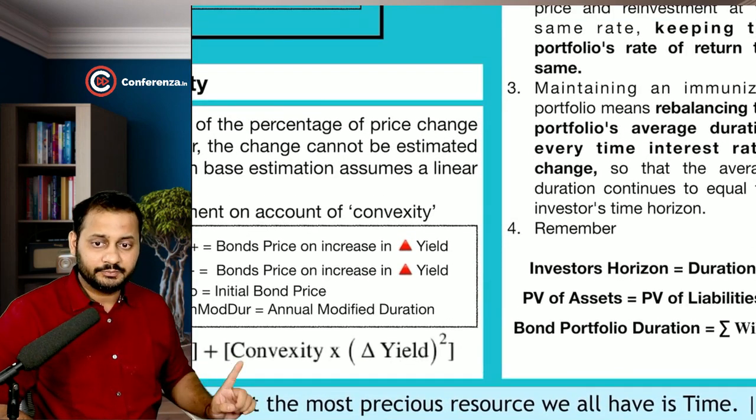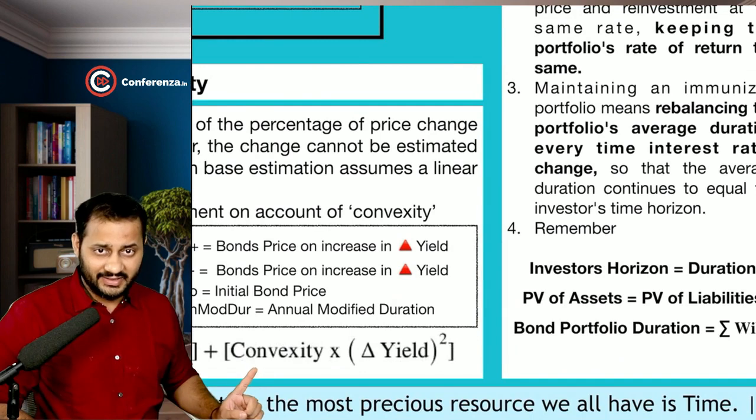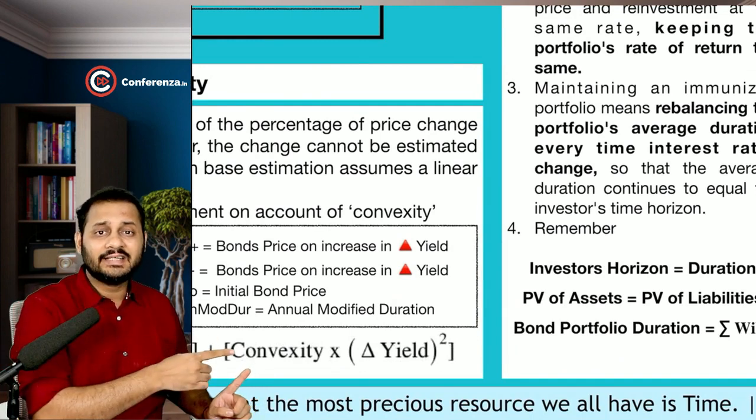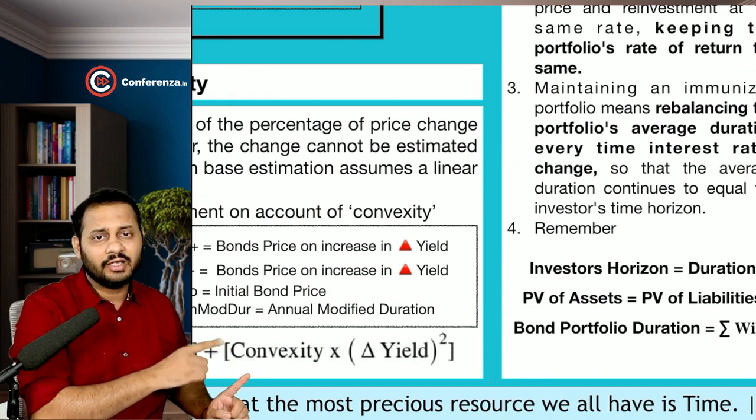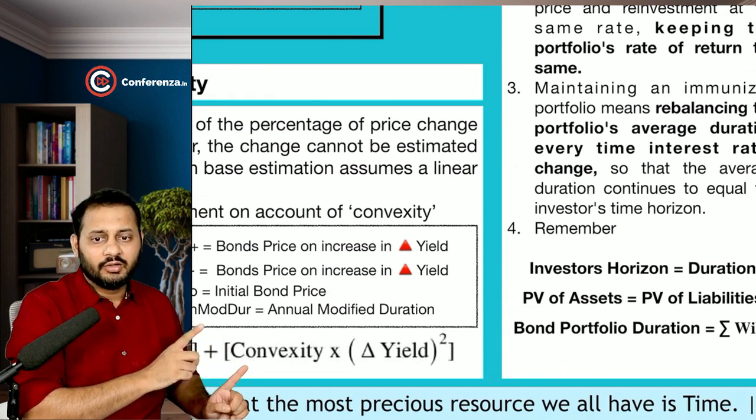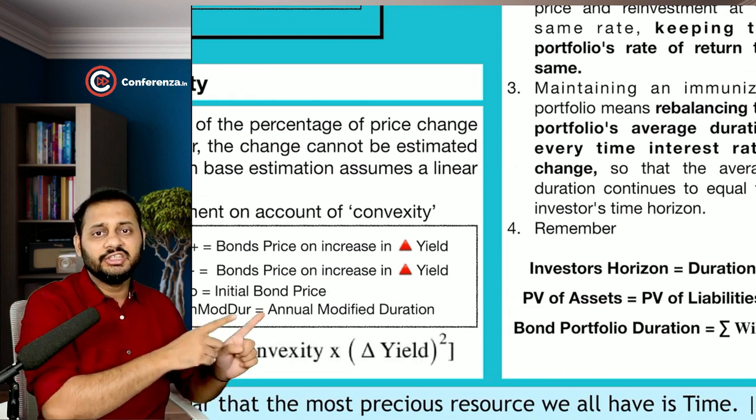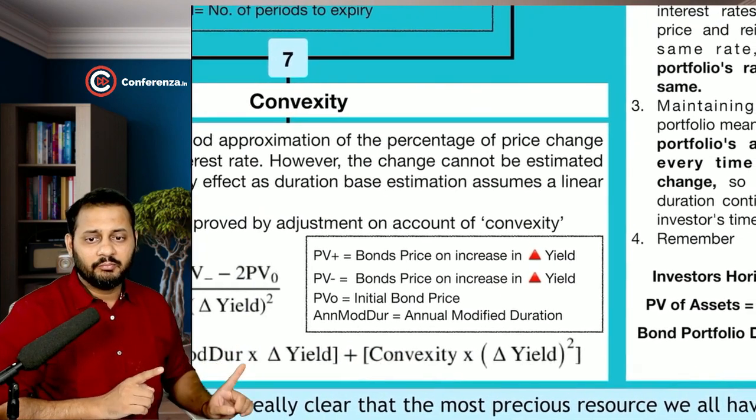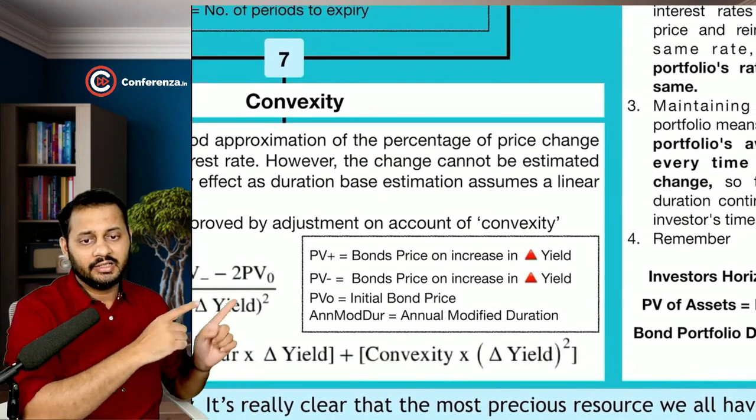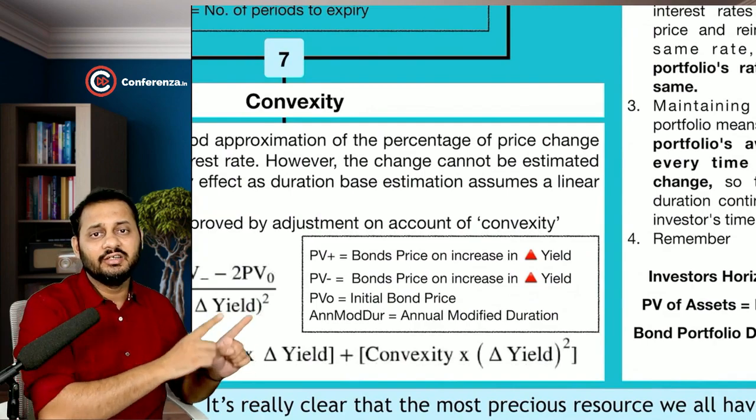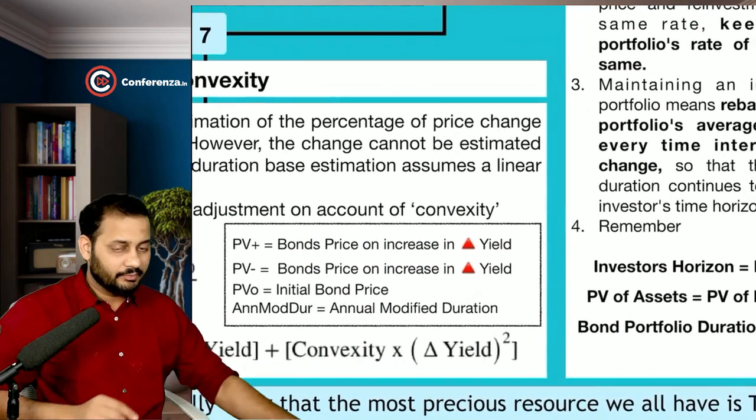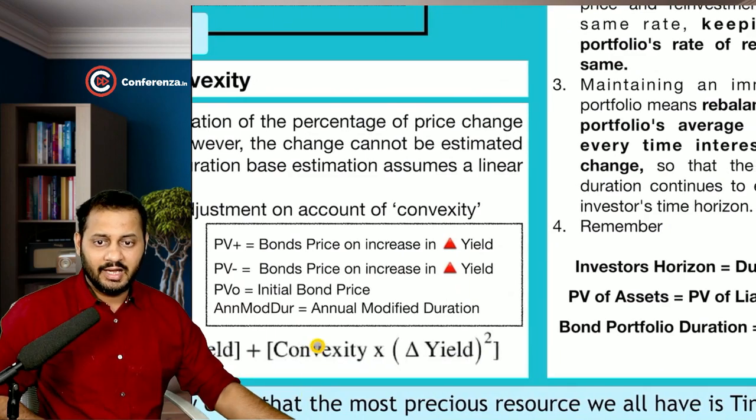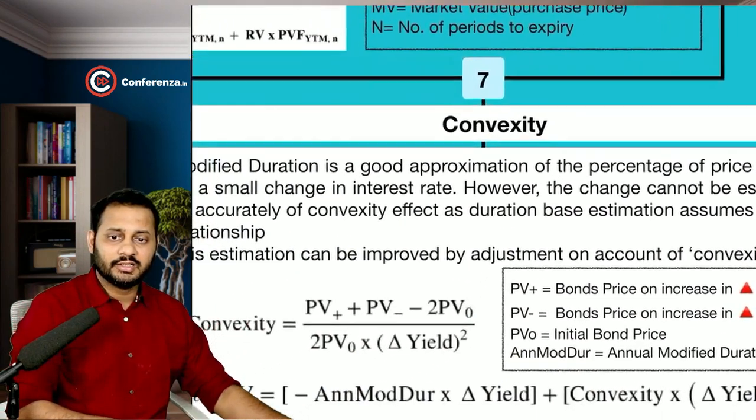Plus, have a look on this, plus the convexity. This is called the adjustment factor. This is what we are adjusting. How we will calculate this, I will tell you in a moment. Convexity into change in yield square. So please understand, the first term is multiplied by change in yield, and on the other side, convexity is multiplied by change in yield square.